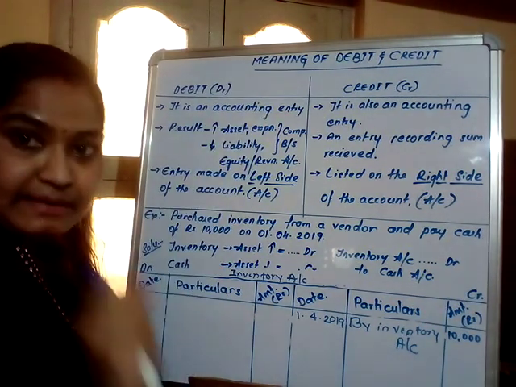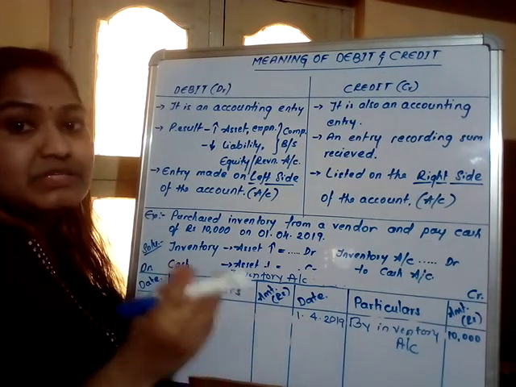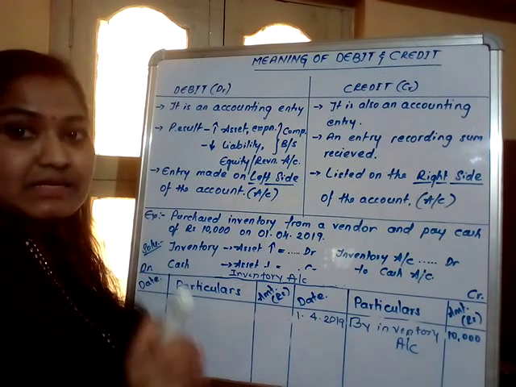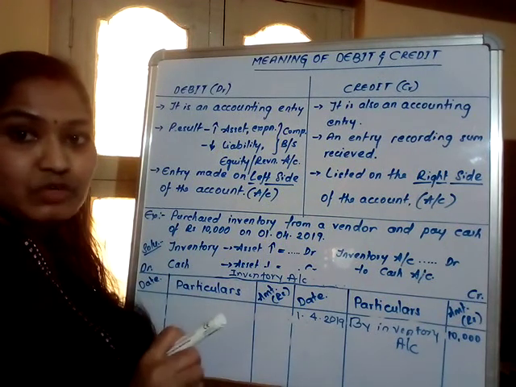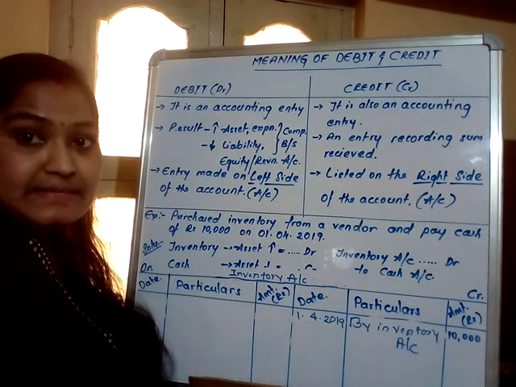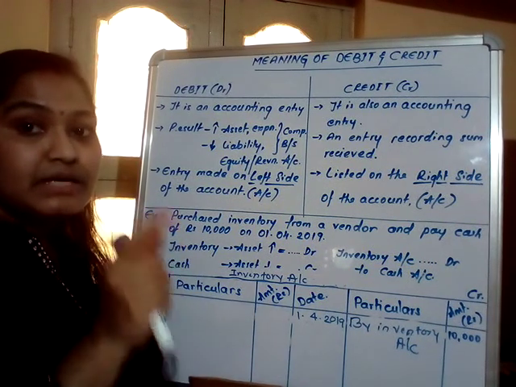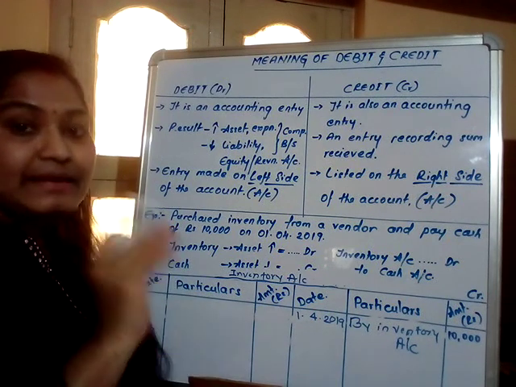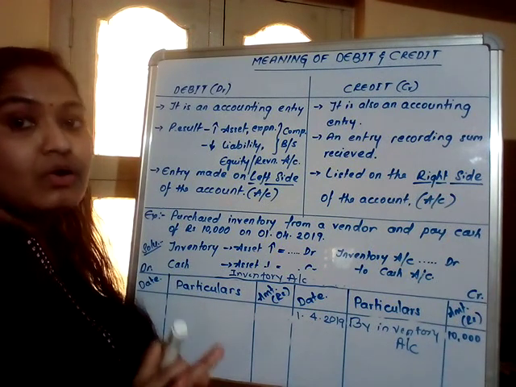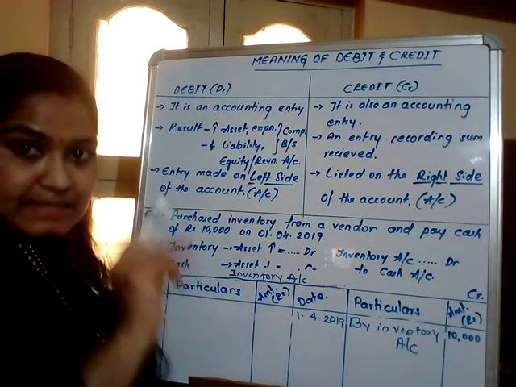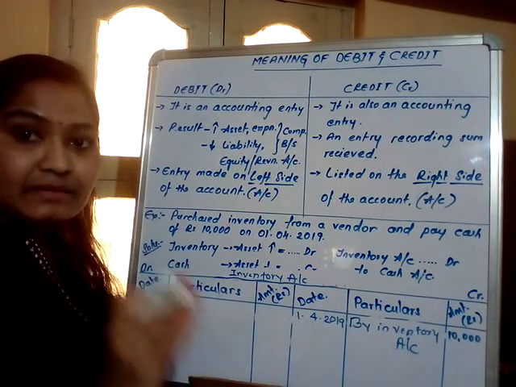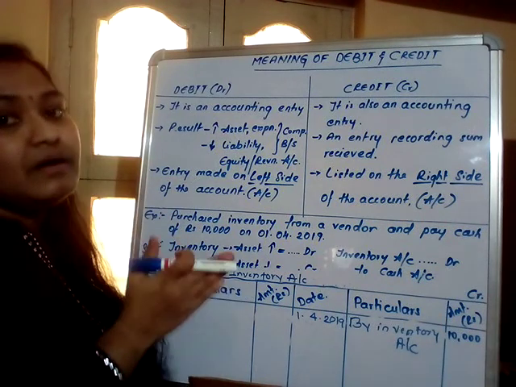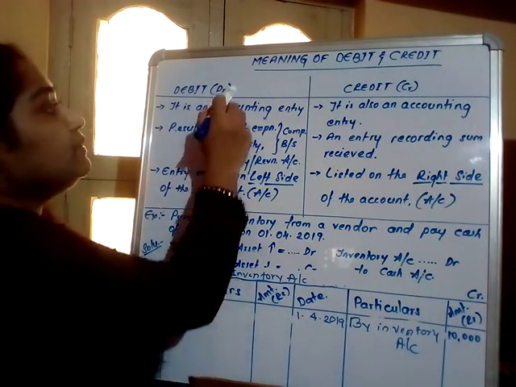It is an accounting entry which is debited on the left side of the account when the assets and expenses of the company are increasing. In that case, the entry should be written on the left side of the account. Or if any liabilities, revenue, or equity of the company are decreasing, in that case that transaction should be posted on the left side of the account. This is related to the debit concept.